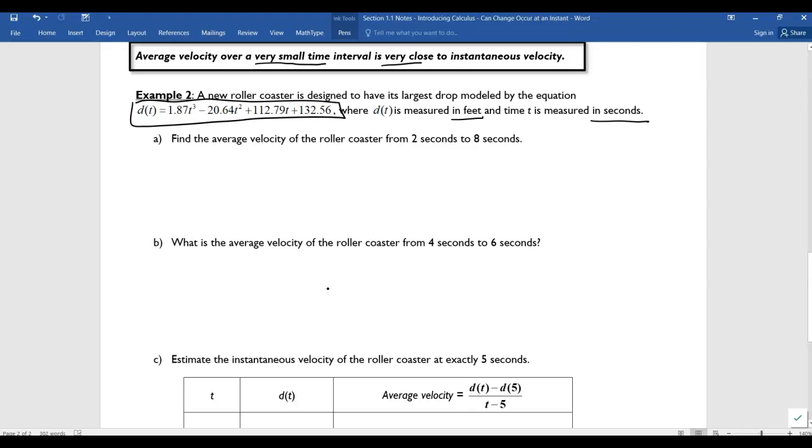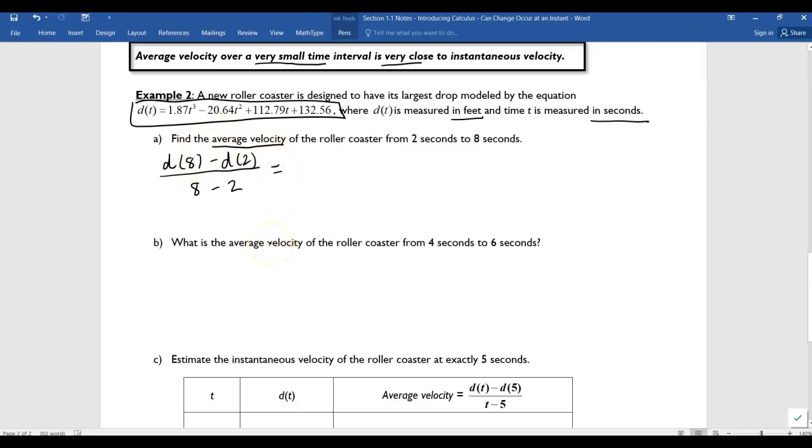So part A asks us for average velocity. And so remember, average velocity was change in position or change in distance over change in time. And so that would mean we would want our distance at 8 minus our distance at 2 over our time 8 and time 2. Now you could switch those around, the 2's and the 8's, but you just want to make sure they're both in the right order. So if you use 8 first, then you use 8 first in the denominator as well.